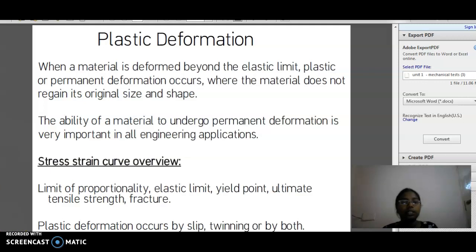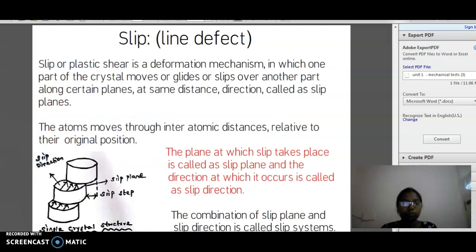The ability of a material to undergo permanent deformation is very important in all engineering applications. Coming to the stress-strain curve overview, this curve consists of the limit of proportionality, elastic limit, yield point, ultimate stress, and fracture. Plastic deformation occurs by slipping, twinning, or both.